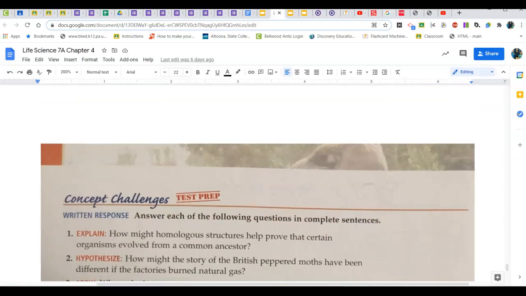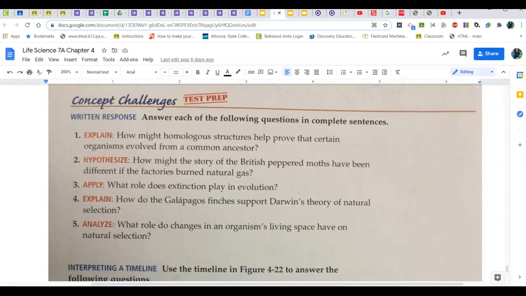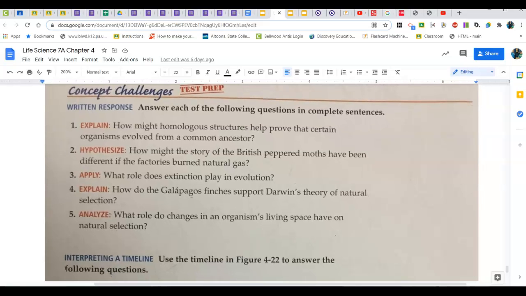All right, here's our last page. How might homologous structures help prove that certain organisms evolved from a common ancestor? Homologous structures are structures that are very similar in how they are formed. The more similar the structures are, the closer they came from a common ancestor. Like human arms and monkey arms are very similar. We're not the same thing, but they're very similar, so therefore it would indicate that we have some similar ancestry.